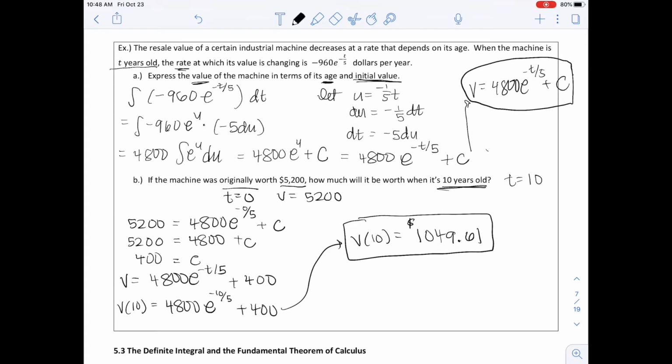So initially the value of this machine was $5,200, but it has depreciated and gone down in value, and that happens with most things that we have.